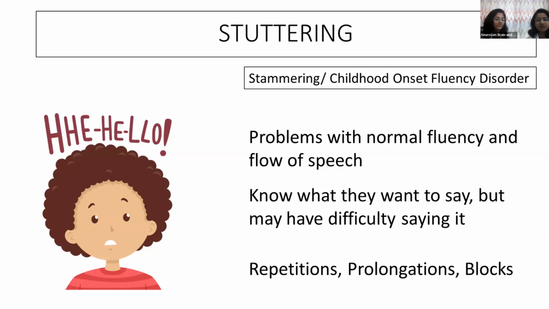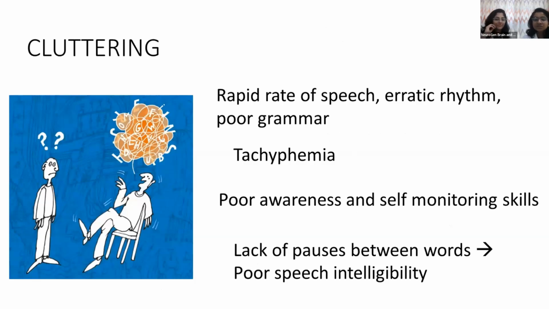So what could be the management for all of these? Even before moving on to the management, we would like to introduce you to the next category of fluency disorder that would include cluttering. So cluttering is wherein the individual is going to have a very rapid rate of speech, erratic rhythm, as well as poor grammar. So this rapid rate of speech can be classified or termed as tachyphenia, and individuals with cluttering are going to have very poor awareness about themselves, that they clutter or their rate of speech is really fast, as well as self-monitoring skills. So we can just demonstrate how these individuals talk or converse with other people.